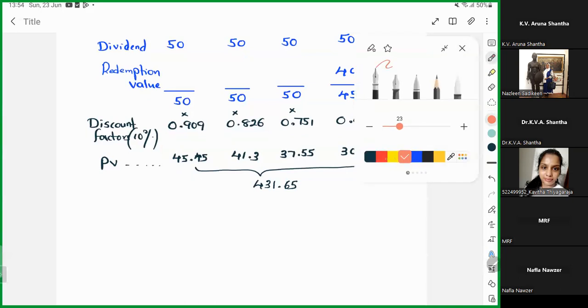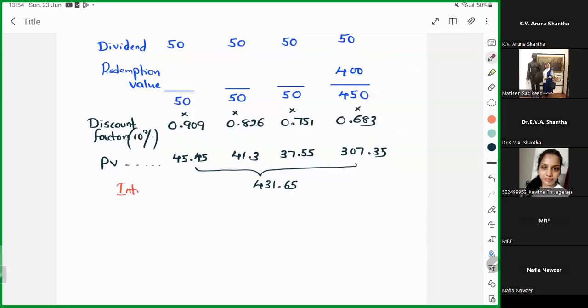Right. So this is the intrinsic value of a preference share, 431, almost 432. So this is what a share is worth now. Let's say the company issues these shares at 450. Would you buy? No, because shares are worth 431 per share according to your valuation, but the company issues at a higher price. So as an investor, it is not worth investing in these shares.